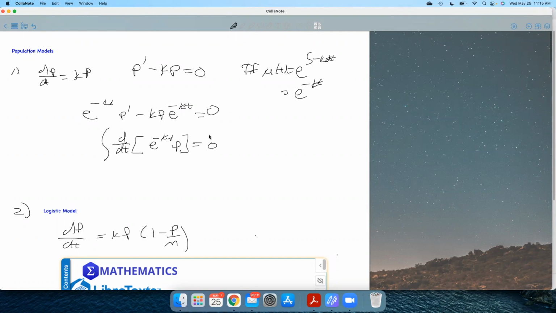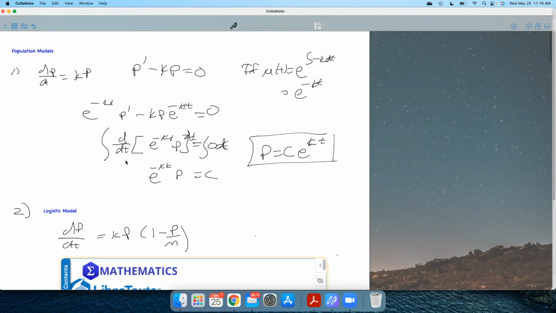Integrate both sides. Don't forget to put your differential on both sides. That's a place people lose points. Antiderivative of 0 is just C. Over here, we get e to the negative kt times P. Multiplying through by the positive version of this to make that cancel out, we get P equals C e to the positive kt. We get the same answer solving this as a separable DE, of course, because it's the same DE.